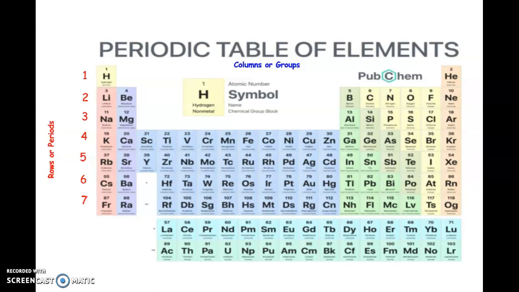So in blue we're going across the top. We have column or group 1, which includes hydrogen, lithium, sodium, potassium, rubidium, cesium, and francium.